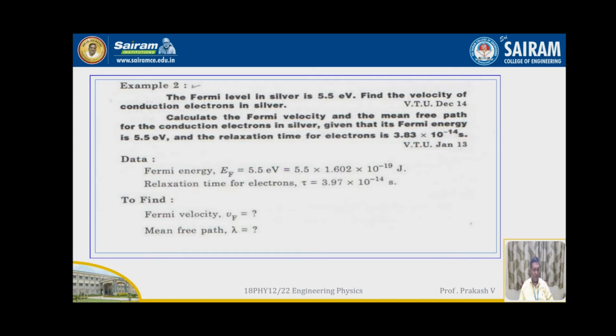seconds. Now here the given data is Fermi energy EF equal to 5.5 electron volts. If you convert that into joules, we have to multiply it with the charge on the electron. That is equal to 5.5 into 1.602 into 10 to the power of minus 19 joules. And the relaxation time for electrons is denoted by the symbol tau, equal to 3.97 into 10 to the power of minus 14 seconds. So here we have to find the Fermi velocity Vf and the mean free path lambda.